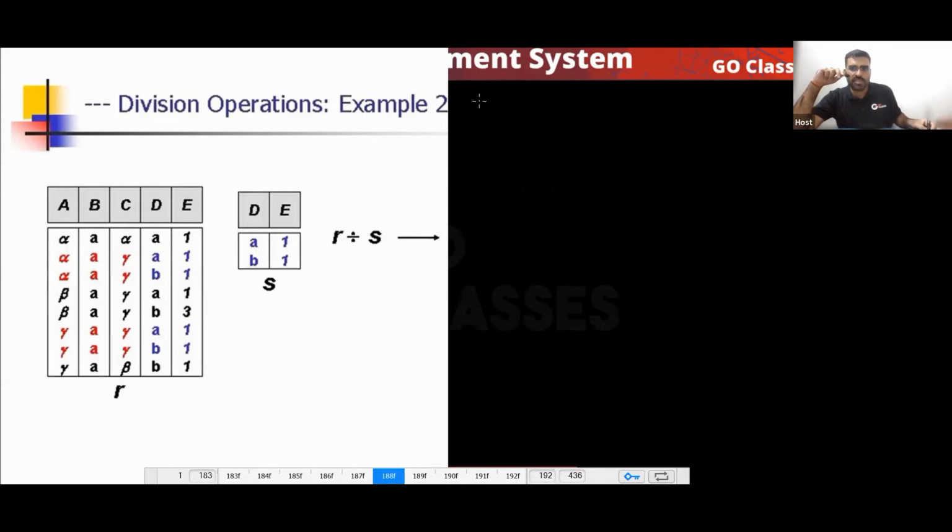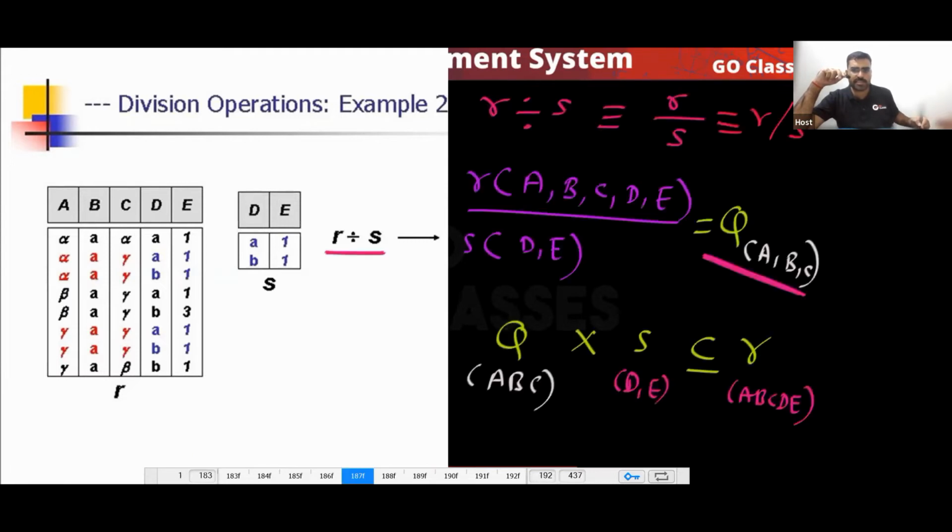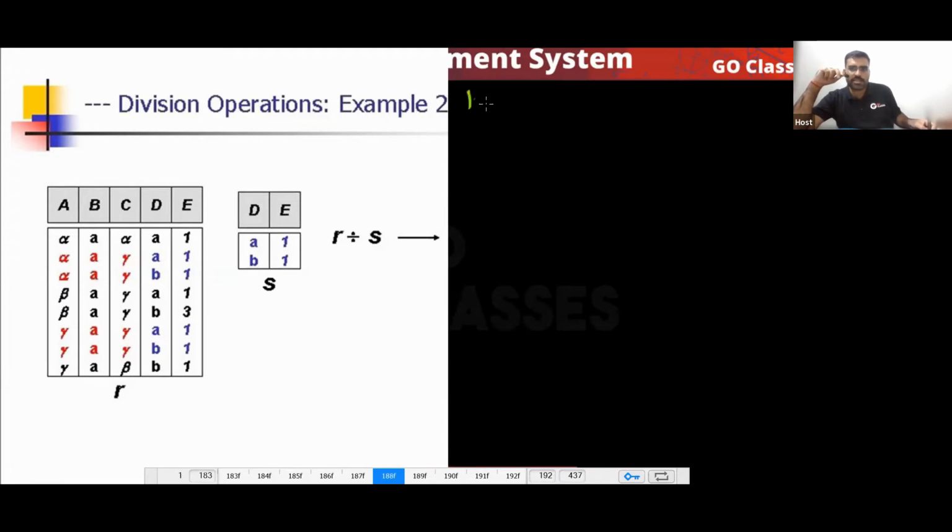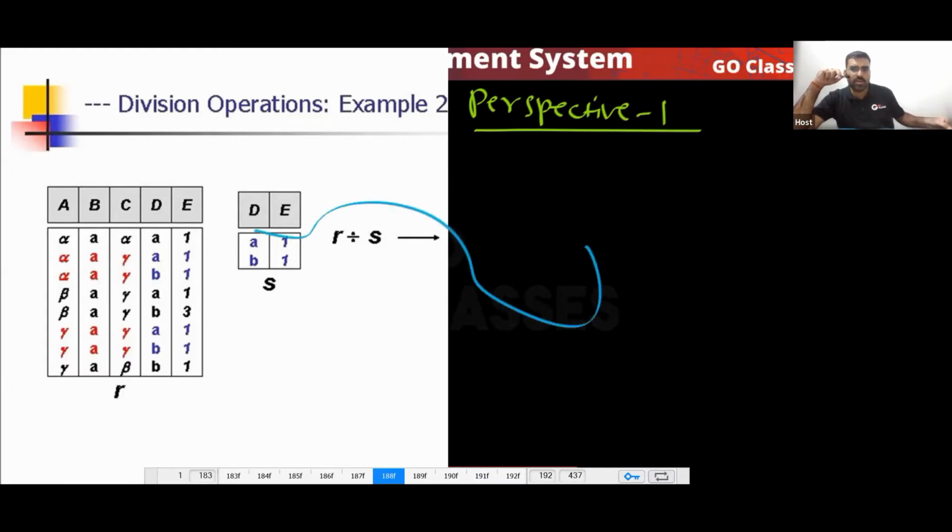Now, once you found the schema of Q, can you proceed further? Now we will go in both the directions. I will give you direction 1, method 1, method 2, perspective 1, perspective 2. So in perspective 1, what will we do? We will go in this direction.